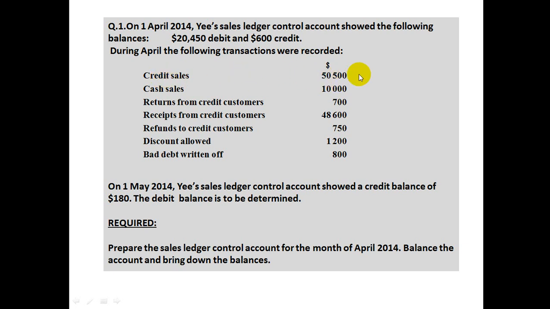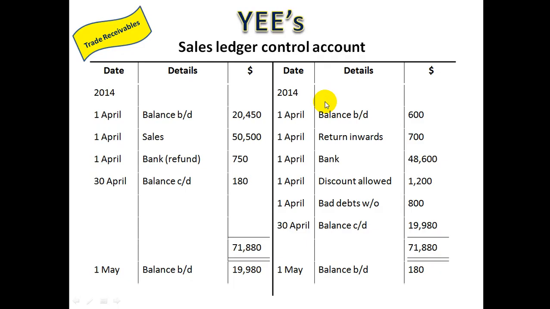Credit sales, this will increase the trade receivable or the sales ledger account. Cash sales, it will be ignored because here the sales ledger means the trade receivable account of Ye. Therefore, cash sales will not be included at all. Ignore this. Returns from credit customer. These are the sales returns. These will decrease our trade receivable account.